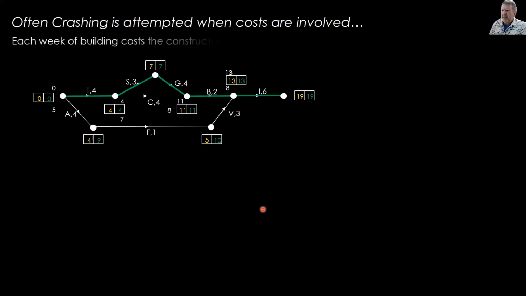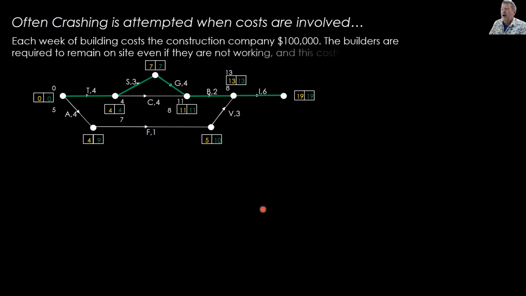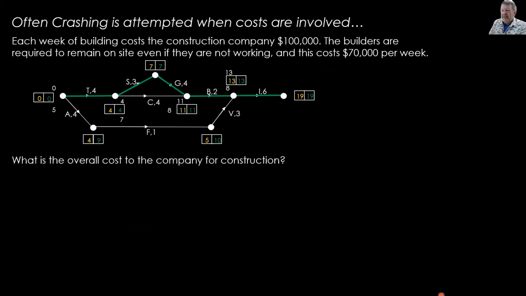Each week of building costs the construction company $100,000. The builders are required to remain on site even if they're not working, and this costs $70,000 per week. Okay, so you've got a couple of costs there. One for actual construction, one for when the builders have to remain on site. What is the overall cost to the company for construction?